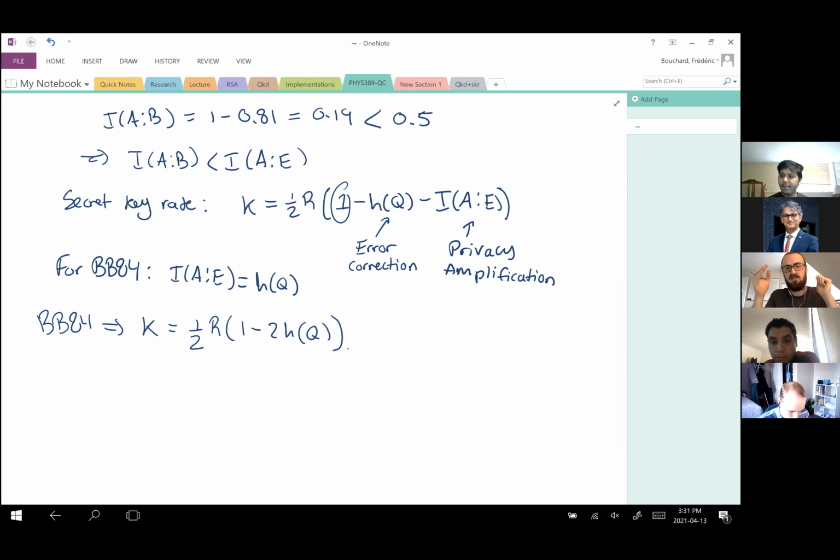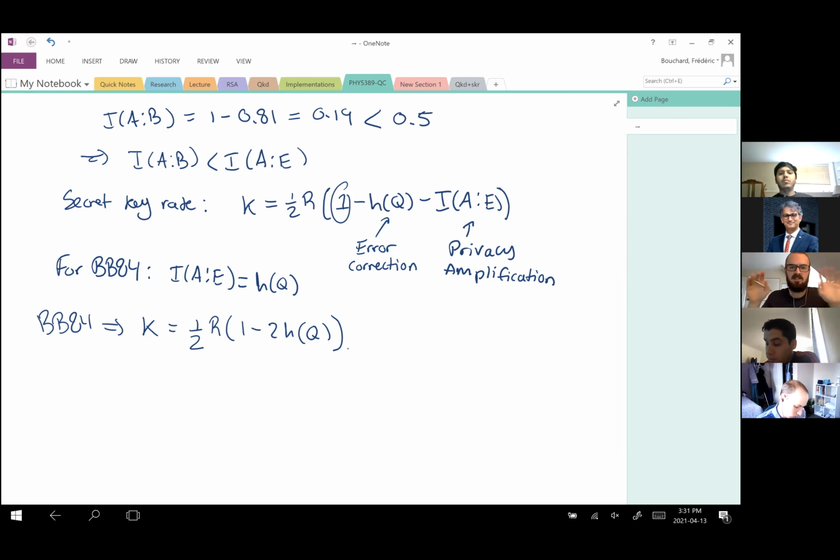Now the problem is if you have too many errors, you have to give away more than what you have. So in the end, your secret key rate will be negative. And what that means is even if you wait a full year to try to get enough bits for one secret key, that will never happen, because whenever you have that secret key, you have to give it away to do error correction and privacy amplification.